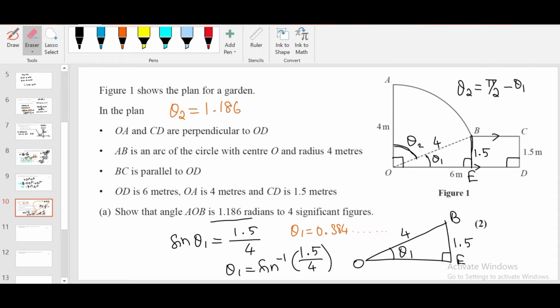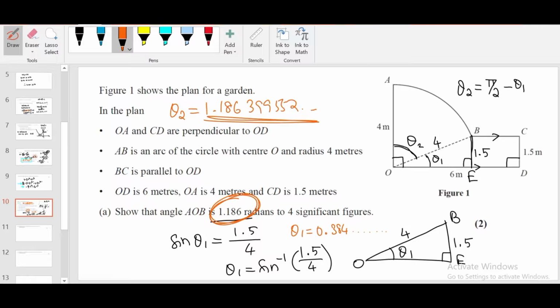You need to do one more thing here. The number has so many decimal digits, 3, 9, 9, 5, 5, 2, etc. So if you ever happen to use this value in part B or part C, you cannot use the rounded value. You need to use the actual value. You have this store option in your calculator. You need to find out how to store the value. So I'm going to store this value as A.